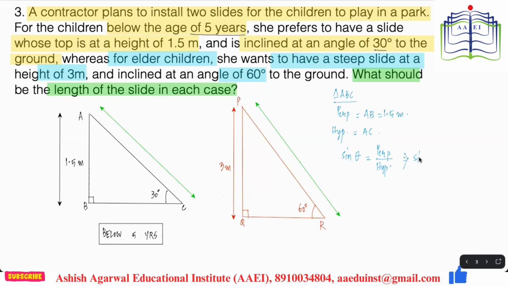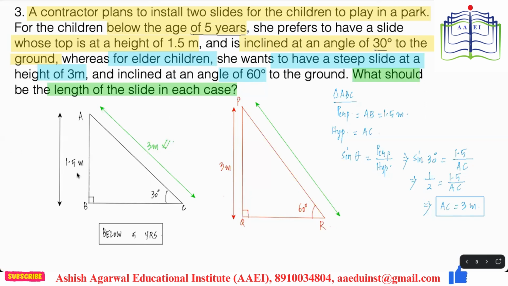So sin theta, where theta is 30 degrees. So we'll write sin 30 is equal to perpendicular, which is 1.5, and hypotenuse is AC. Sin 30, we know, is half, so half equals 1.5 by AC. If we cross multiply, we get the length of the first slide to be 3 meters. That is the first slide answer we have got. It is 3 meters.